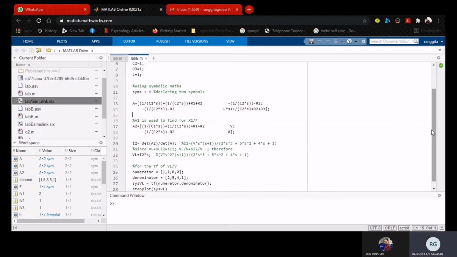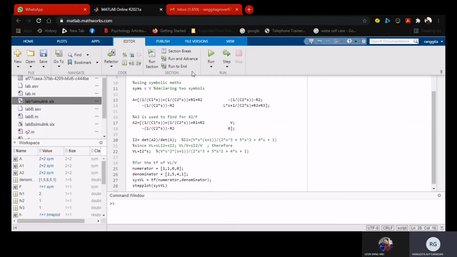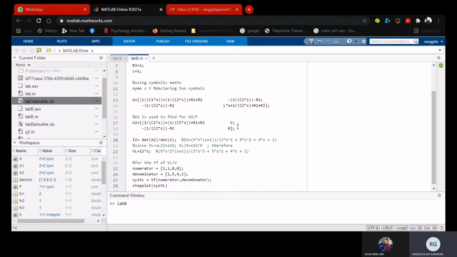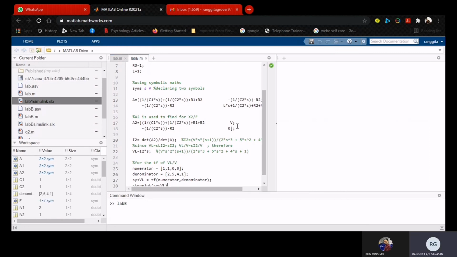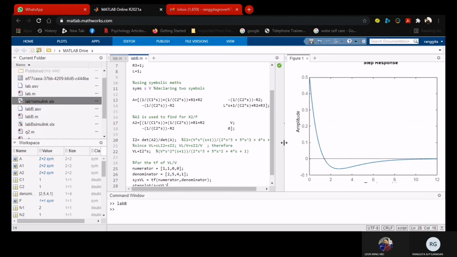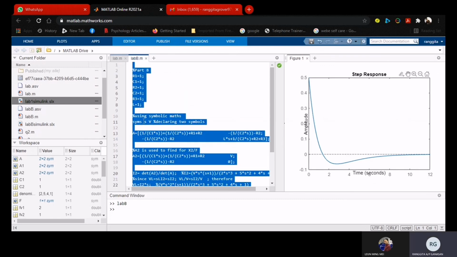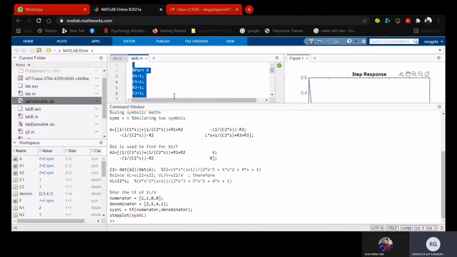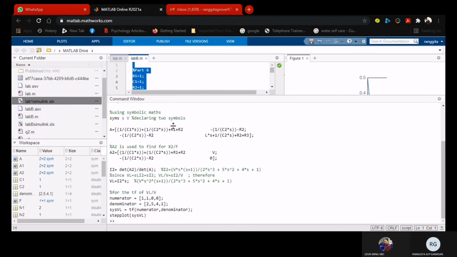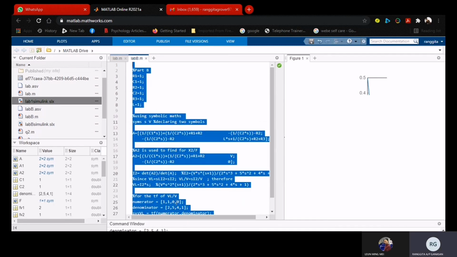If we run this, we will get the transfer function equation and also the graph step response. So run this. This is our graph. Just let's evaluate by section. This is our command window. Okay, then let's go for part B simulating.